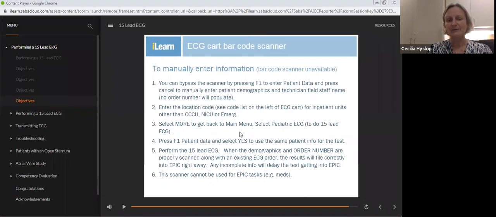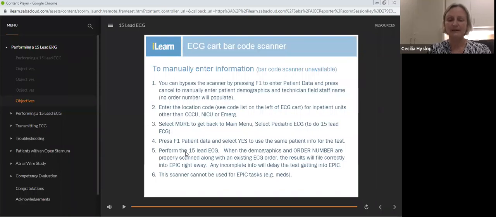So we would go back to the main menu, and really we want to do a 15-lead ECG on our patients. So we'd press 1 for the patient data, select yes, use the same patient information for the test. We also want to know what the indication for the test is. So not only do we want to know who's ordering it, who's taking it, but also the patient's diagnosis and why the test is being repeated or being completed.